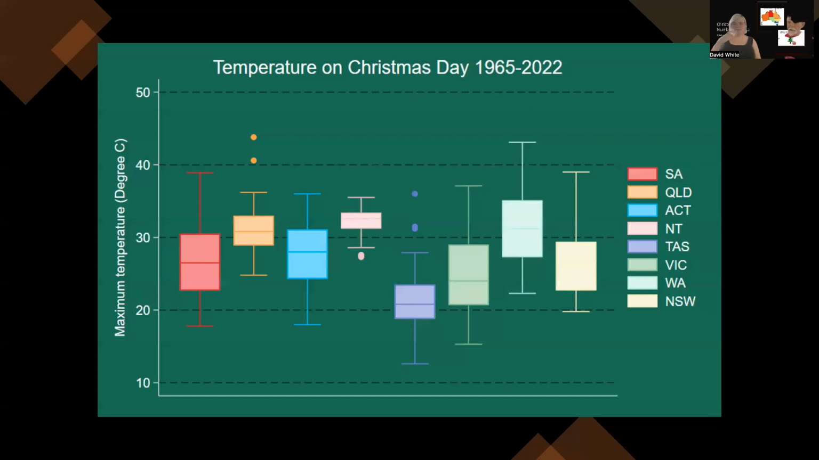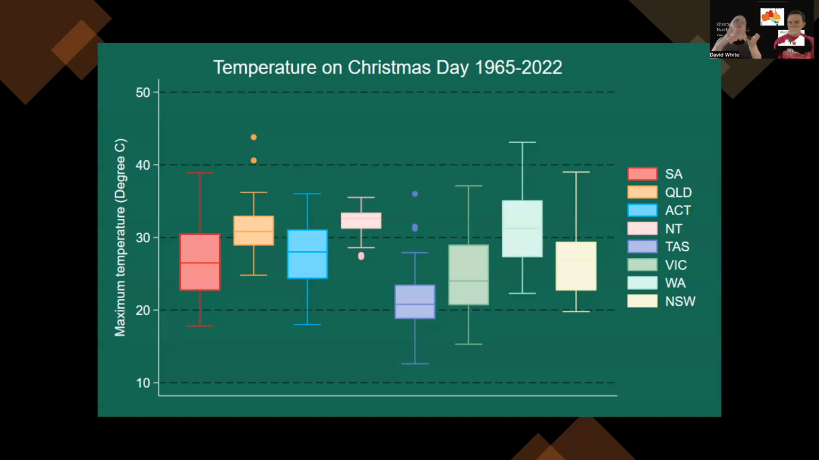But here's a Christmas plot of the temperature on Christmas Day, and we've used a box plot. This is the temperature of every Christmas Day from 1965 to 2022, so you can see the range over that time. It looks pretty standard. You can see that WA and Queensland are the top ones there, as expected. The Northern Territory doesn't go up as high, so it sits between about 25 degrees and 35 degrees every Christmas Day. It's pretty standard. It doesn't get really cold, but it doesn't get super hot either.